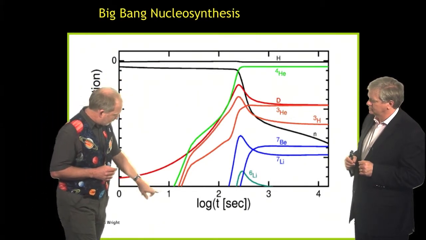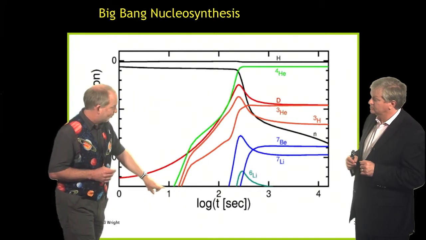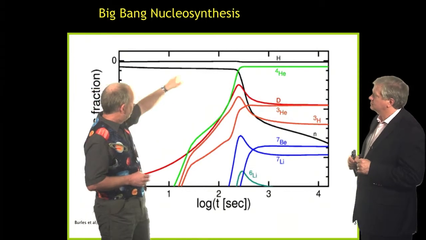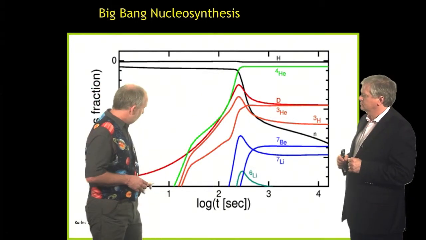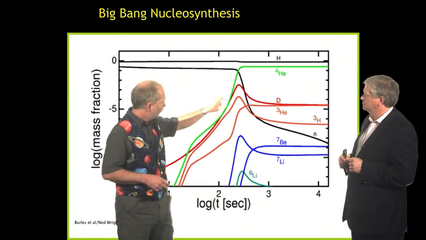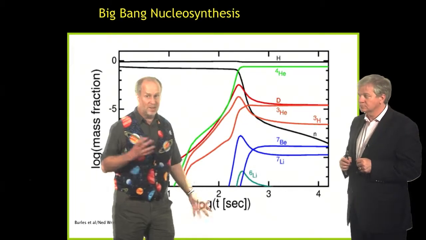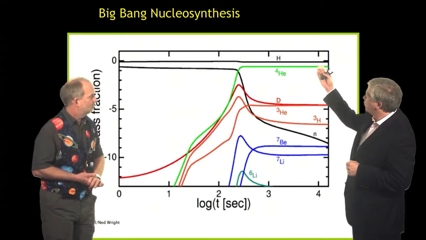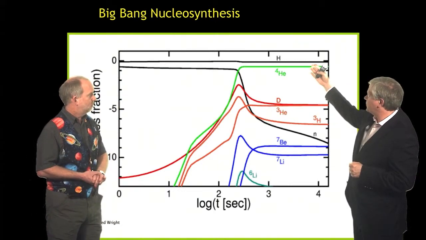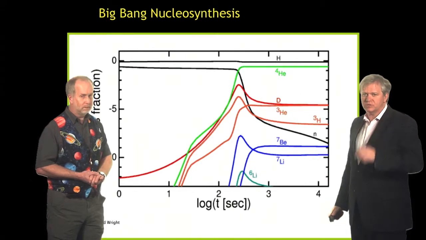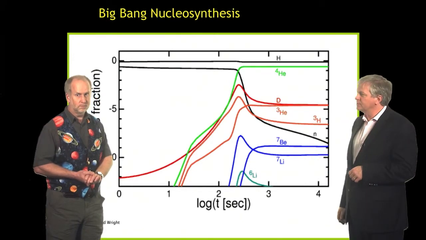That's log time, so that's 10 seconds after the Big Bang, then 100, then 1,000 seconds, and you see the amount of hydrogen goes down very slightly, the amount of helium comes up, and you also produce a bit of deuterium, helium-3, a few other odds and ends, but that's about it. So we end up with 3 parts hydrogen, 1 part helium, and 1 part in 100,000 of everything else. So almost nothing but hydrogen and helium in the universe.